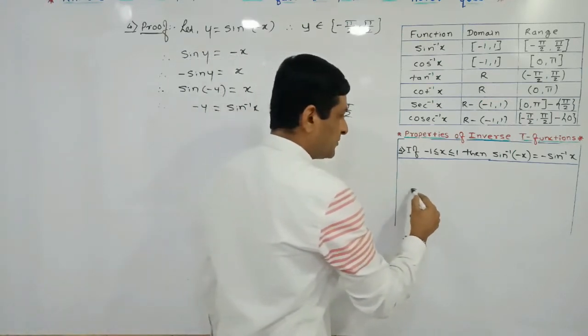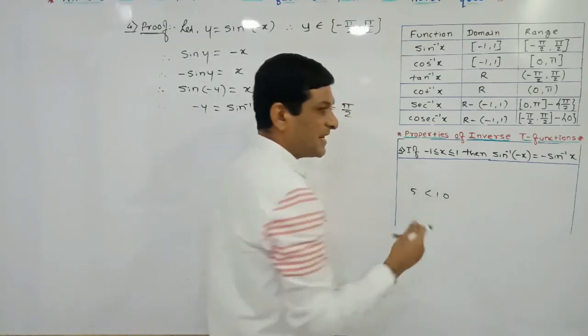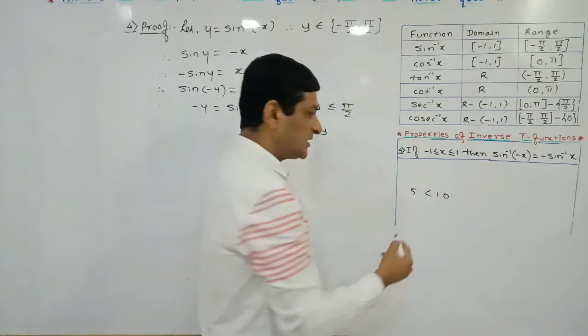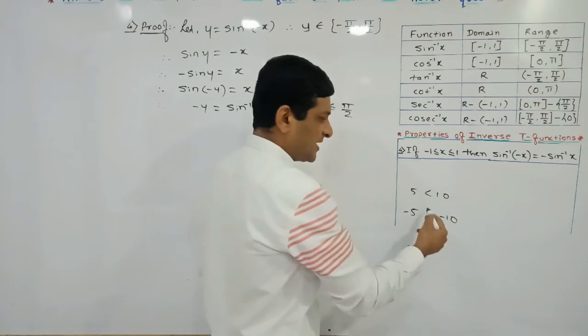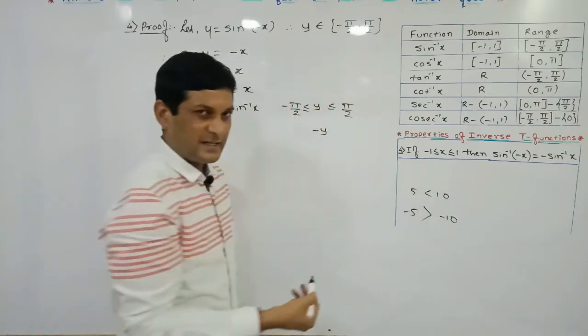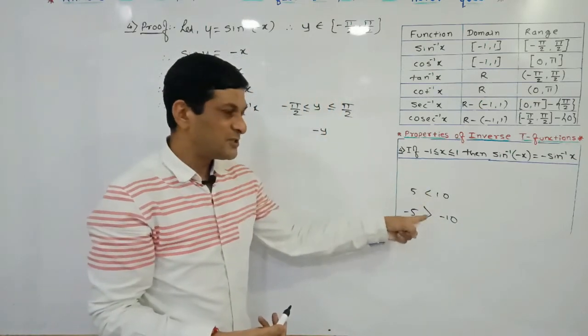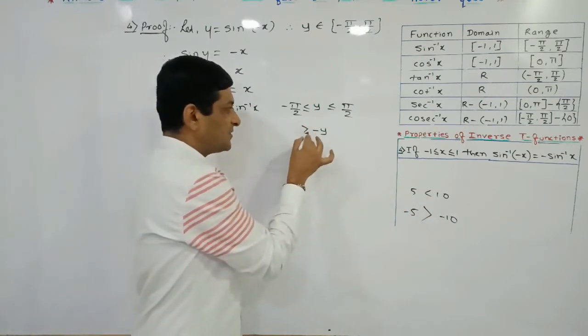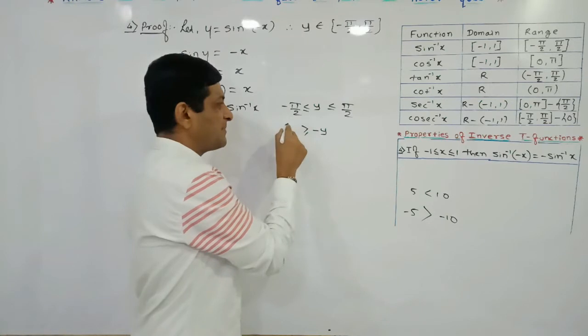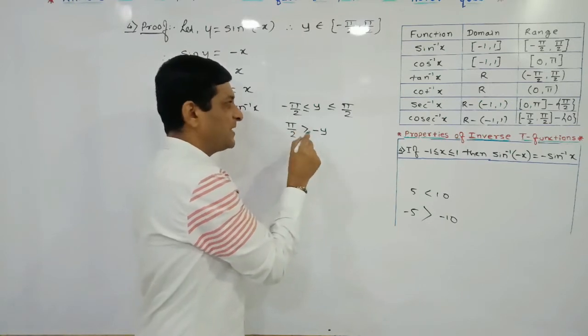Just try to understand. Consider one example. We know that 5 is less than 10. If we multiply both terms by minus, here we will get minus 5 and here minus 10. Now which number is greater? Minus 5 is greater. Means the inequality will get changed if we are multiplying by minus. So here also the inequality will get changed. If I am multiplying here by minus, minus pi by 2 will become plus pi by 2.